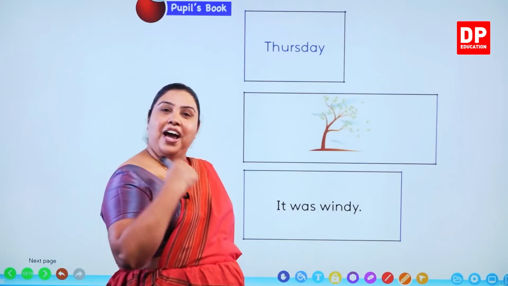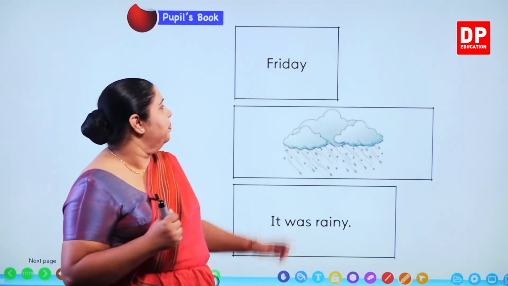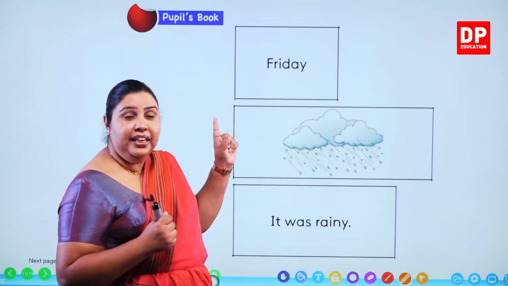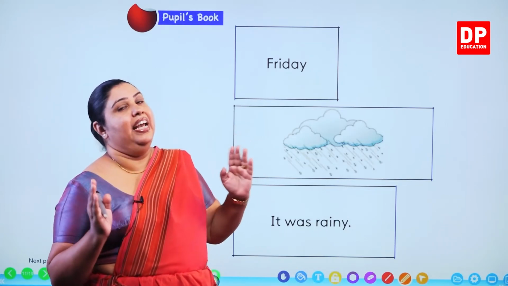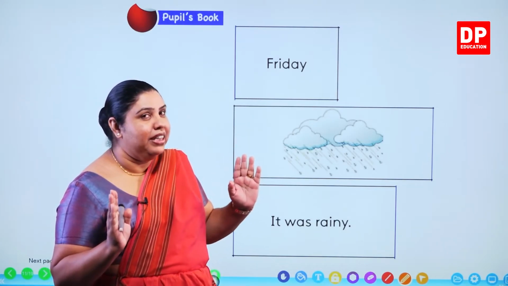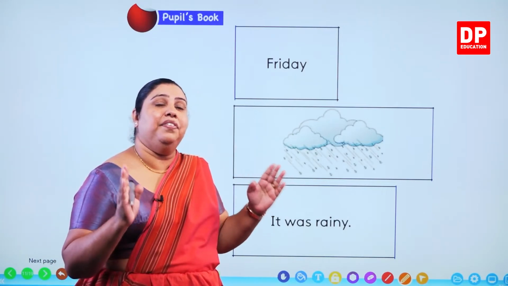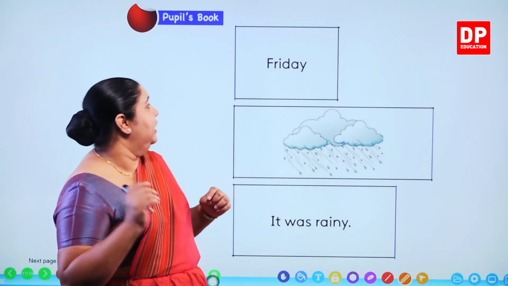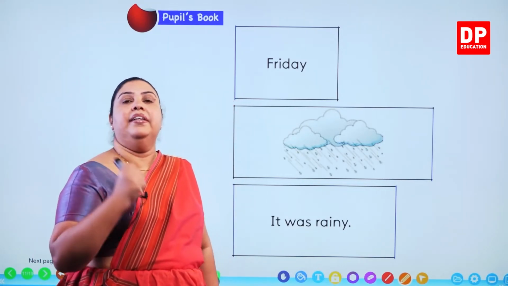That's right, it's Friday. Let's see how the weather was last Friday. Oh, look at the weather. Friday. How do we spell the word Friday? Friday. Now, don't forget the capital letter. Always, the 7 days of the week, we have to write starting with a capital letter. So, Friday. Now, look at the weather.